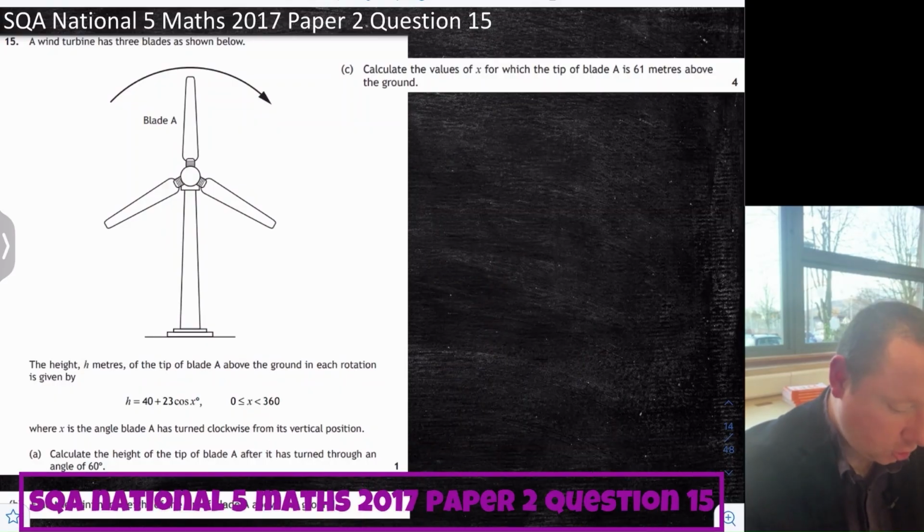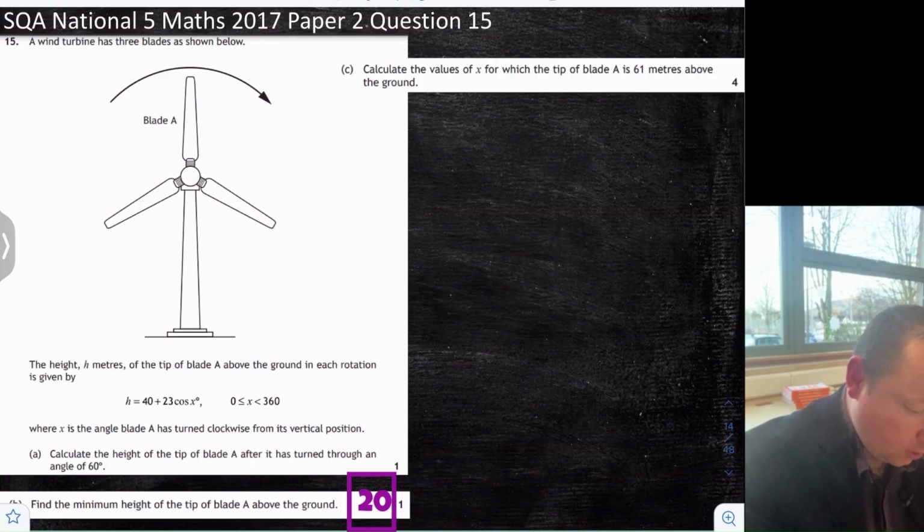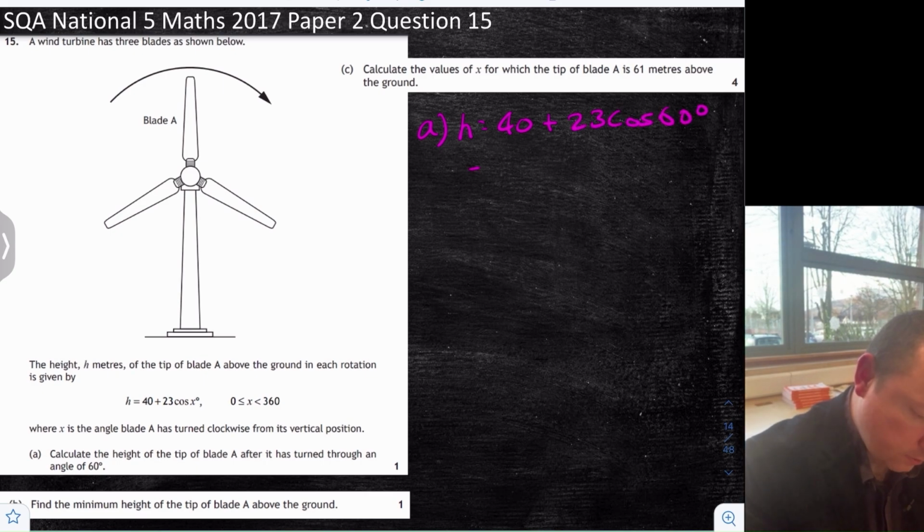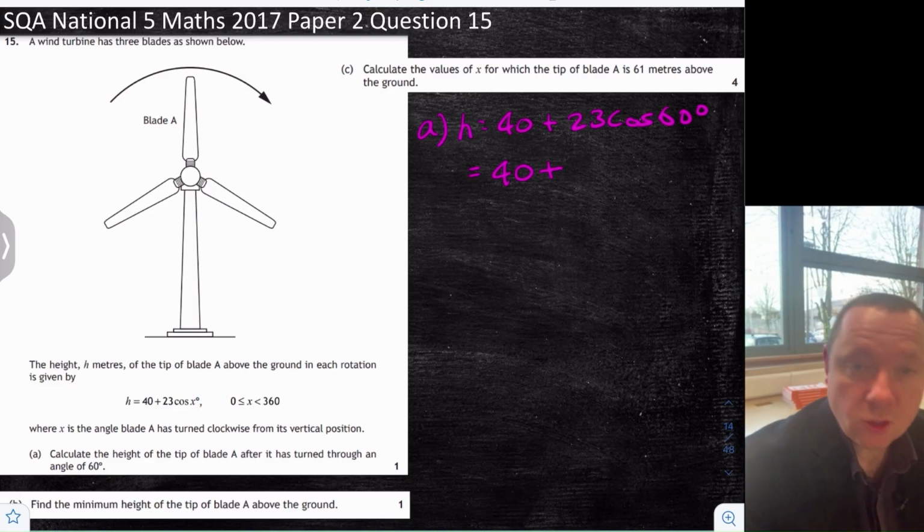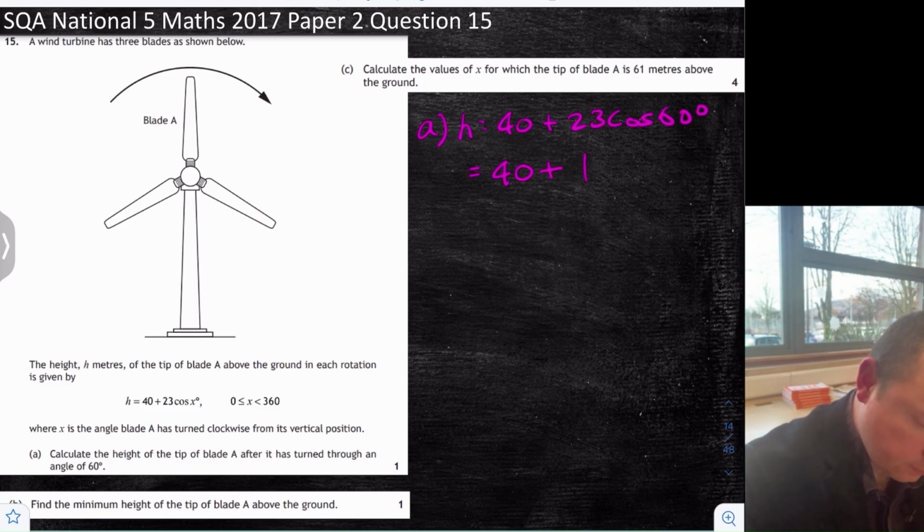A wind turbine has 3 blades as shown. And it gives you this equation for the tip of the blade, and it says calculate the height of the tip of the blade when it's turned for an angle of 60. So I have to substitute 60 in. So for part A, I can just write H equals 40 plus 23 cos 60. That's 40 plus, now the cos of 60, use your calculator, is 0.5. So you would get 0.5 times 23, which is 11.5. So you get a final answer of 51.5 metres.